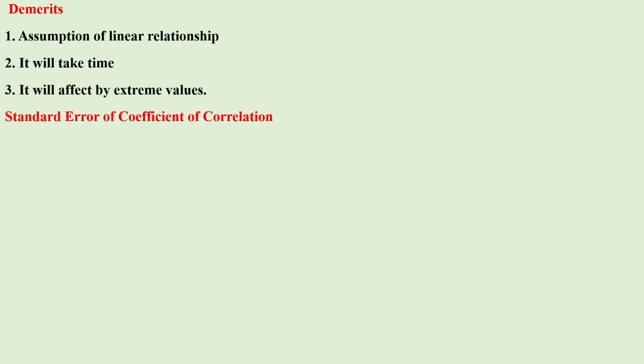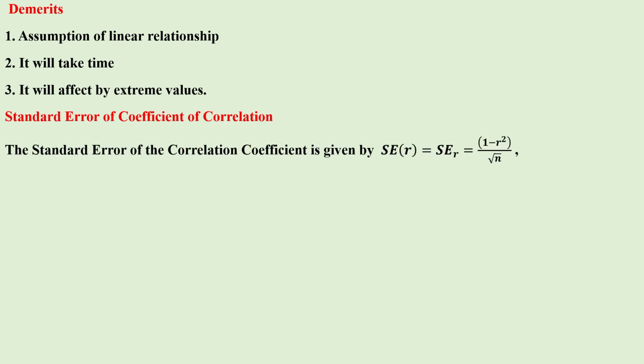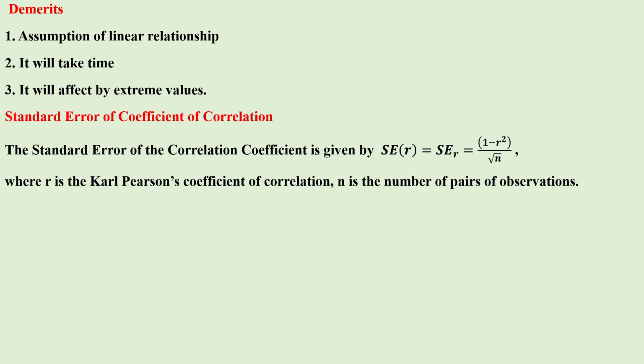Standard error of the coefficient of correlation. The standard error of the coefficient of correlation is given by SE of r, written SE suffix r, which is equal to (1 minus r square) by root n. r is the coefficient of correlation. n is the number of pairs of observations. Number of pairs means x1, x2, x3, up to xn and y1, y2, y3, up to yn. So we have an equal number of pairs, n.